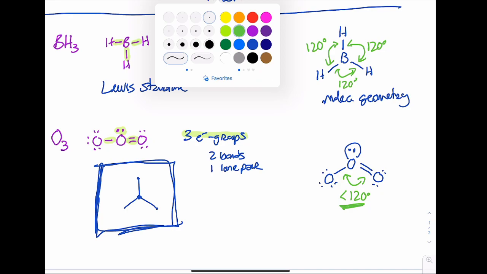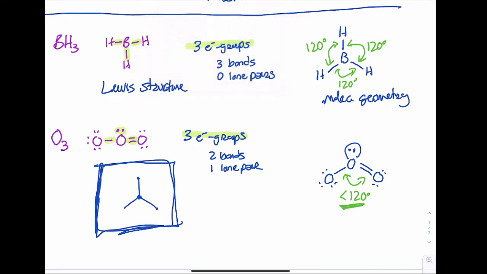So I never gave you the names of these. Let me add that to it. It is on the table, but let's put them here too. So the BH3, its name is trigonal planar. And you do need both parts. You can't just say trigonal because we're going to have things that are trigonal that are not planar. And you can't just say planar because we're going to have things that are planar that are not trigonal. So I do need both of those. So trigonal planar is the name of that shape.